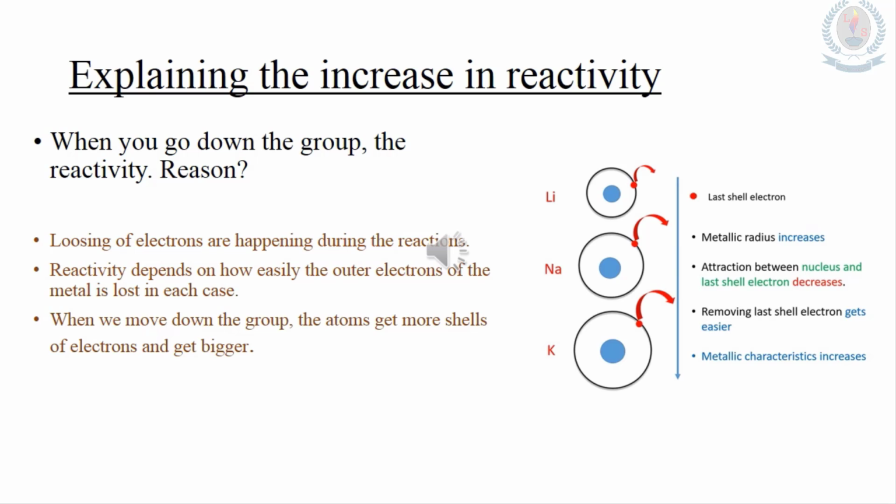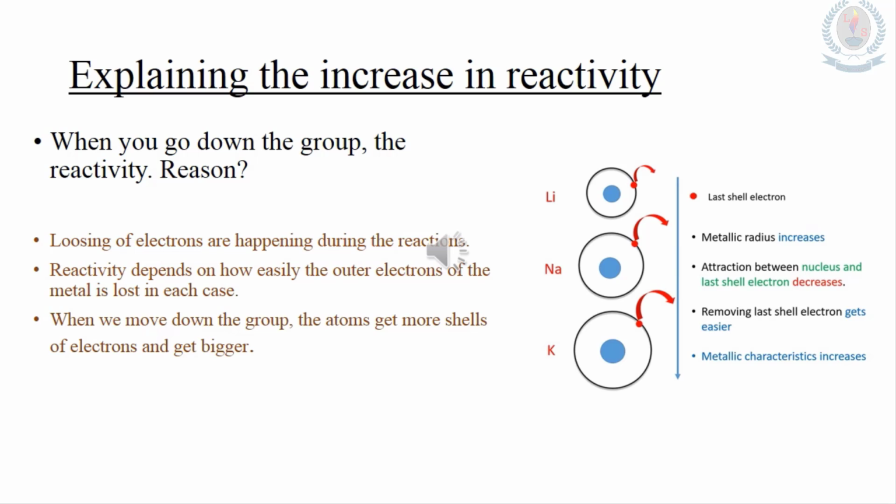When the atoms get bigger, the outer electron, which is the one that is going to be lost during the reaction, is further from the nucleus. Because it is further from the nucleus, it is less strongly attracted by the nucleus. If you take a look at this figure, this red one is the last shell electron. When we go from lithium to sodium, the metallic radius increases. That means the distance between the last shell electron and the nucleus increases. Therefore, the attraction between the nucleus and the last shell electron decreases.